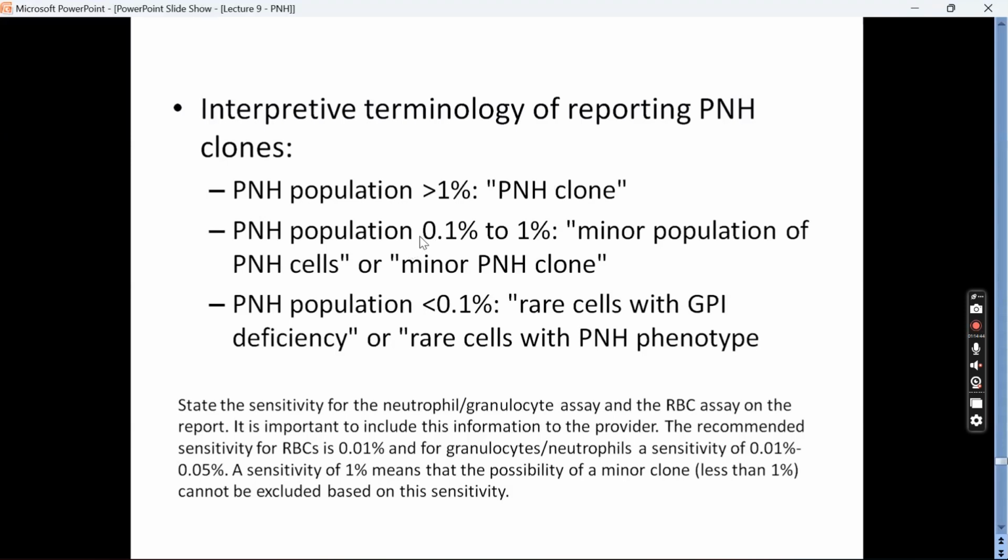When the PNH population is between 0.1% to 1%, then you need to use a term like minor population of PNH cells or minor PNH clone detected. If you are finding a PNH population less than 0.1%, then you can put the words rare cells with PNH deficiency or rare cells with PNH phenotype. You will not use the word clone. You will use rare cells with PNH phenotype found or detected. So that is how you need to put your report terminology.